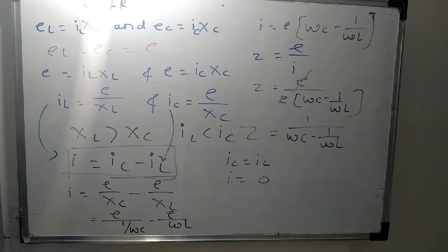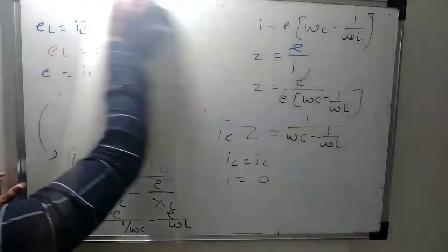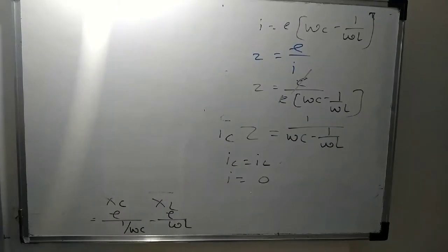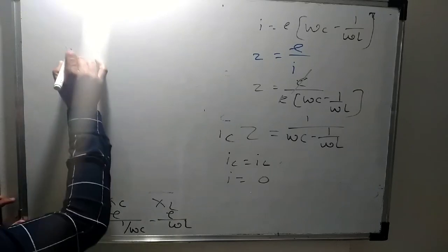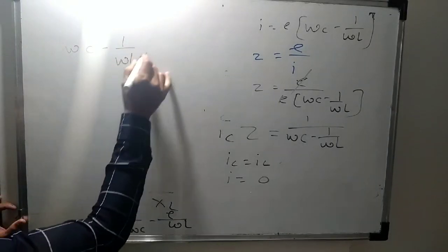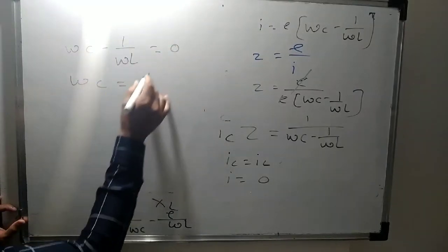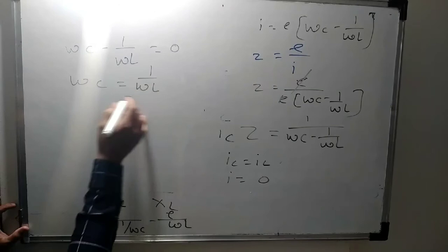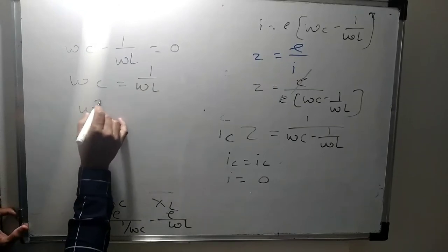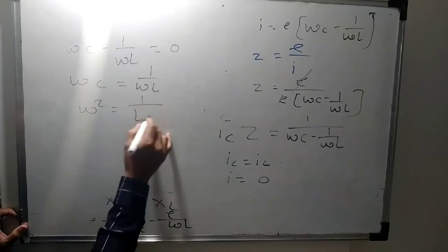So how can we write the equation for resonant frequency? From the condition as it is given, the current flowing through the circuit is 0. So current is equal to 0. We can write omega C minus 1 by omega L is equal to 0. So omega squared is equal to 1 by LC.